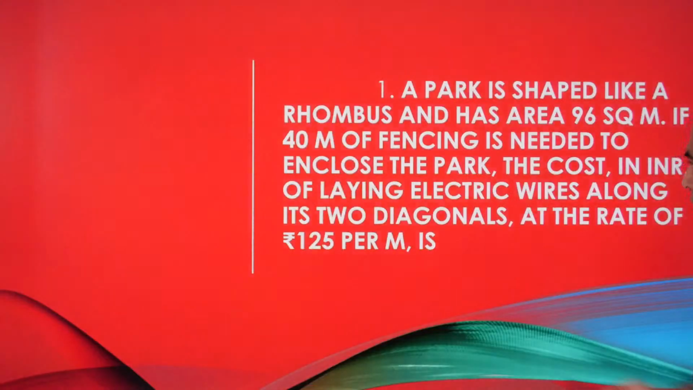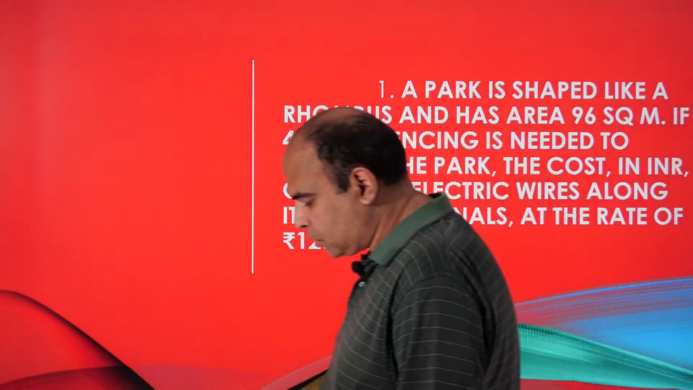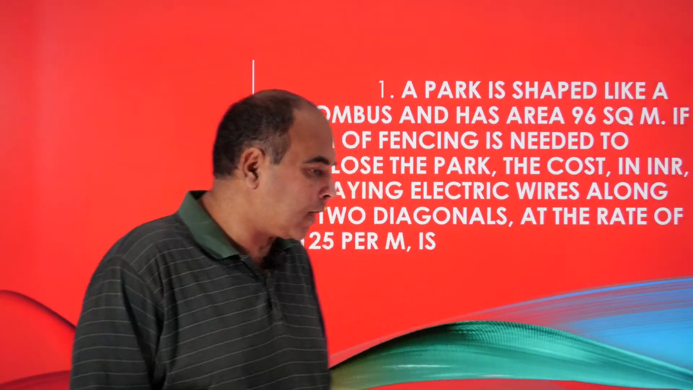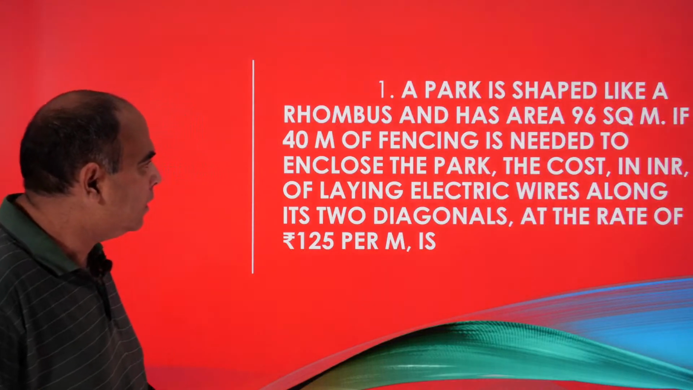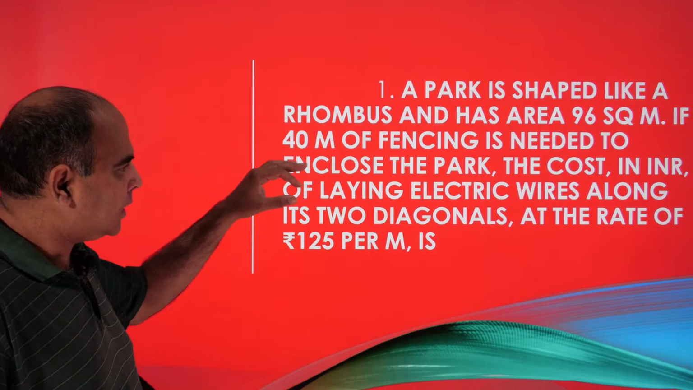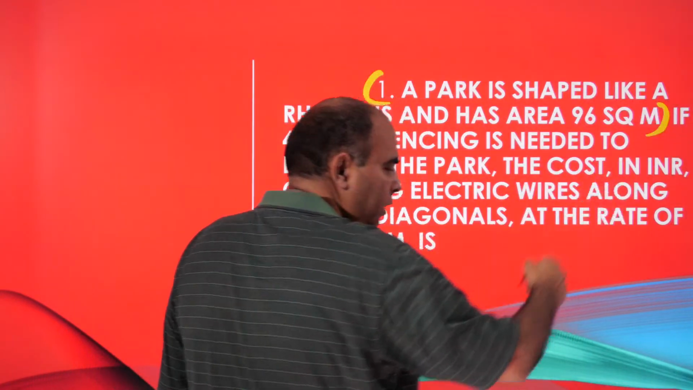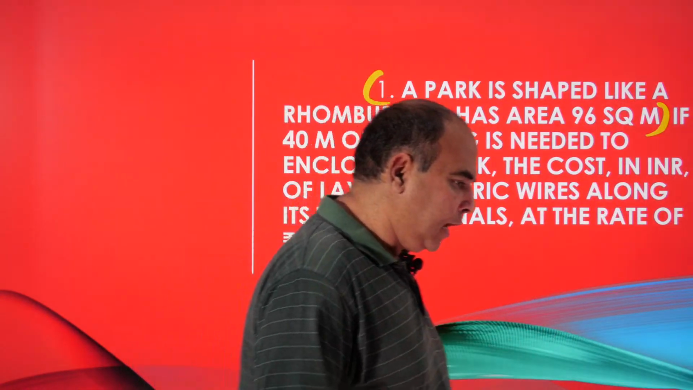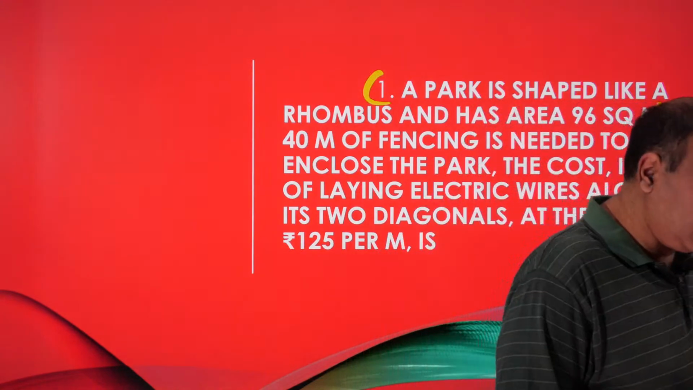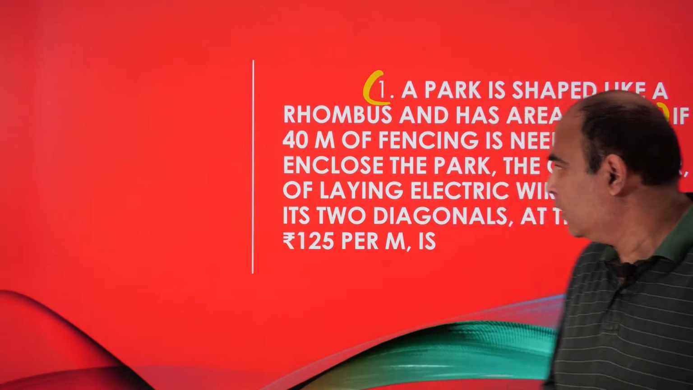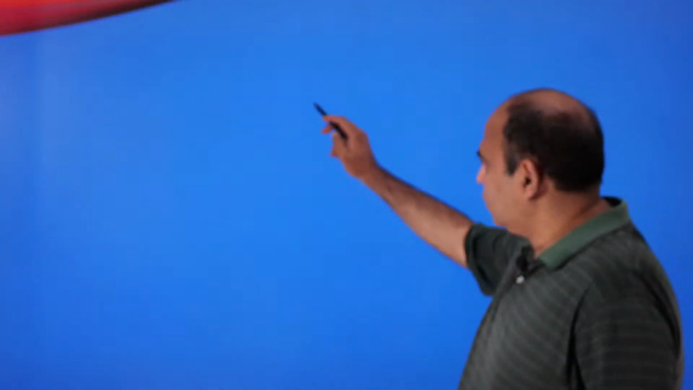And I'll just start with the basic reactions to this question. So this is the first question in the CAT 2021 slot 3 paper. A park shaped like a rhombus has an area of 96 square meters. This is the first thing that you read in this question. The first question literally in the paper, in slot 3.